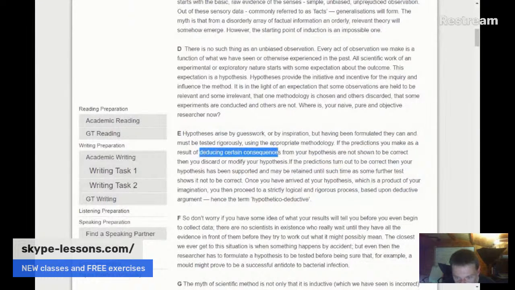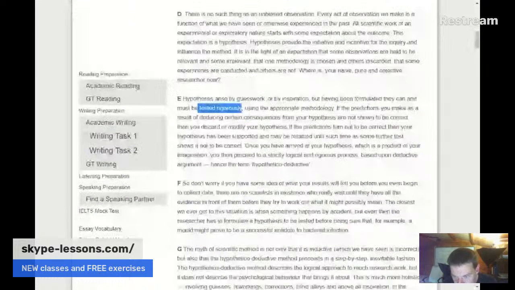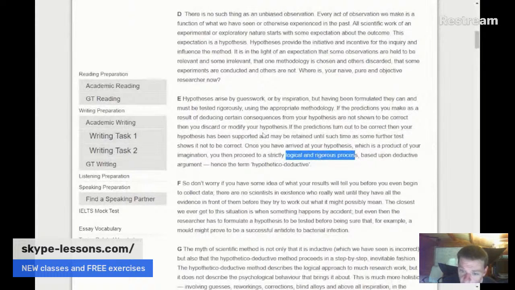We only mentioned deducing certain consequences here, in terms of if the predictions you make as a result of deducing certain consequences from your hypothesis are not shown to be correct, then you discard or modify your hypothesis. So it doesn't seem to be the most important thing. This text is far more concerned with the idea that hypotheses must be tested rigorously, yeah? And at the end, once you have arrived at your hypothesis, which is a product of your imagination, you then proceed to a strictly logical and rigorous process of testing, based upon deductive argument, hence the term hypothetico-deductive. So it's all about testing here.